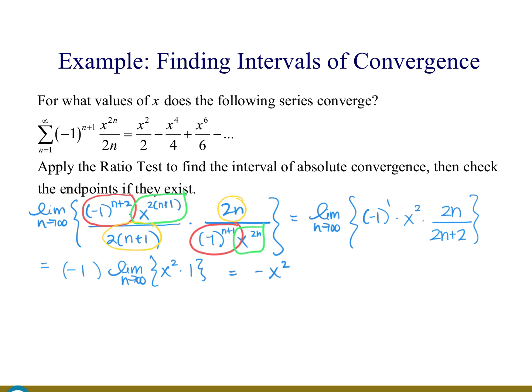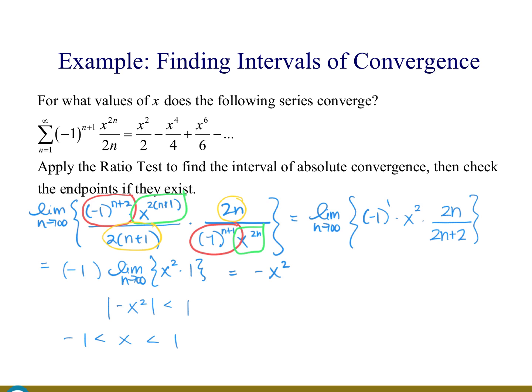So now we want to solve for the interval. This will be the absolute value of -x squared is less than 1. And we do the math, and we get -1 less than x, which is less than 1. Okay, that's all old stuff. So we have our interval of convergence.